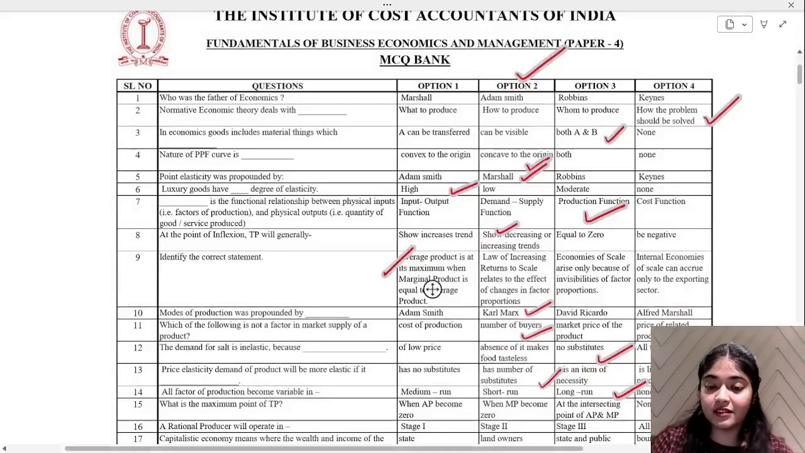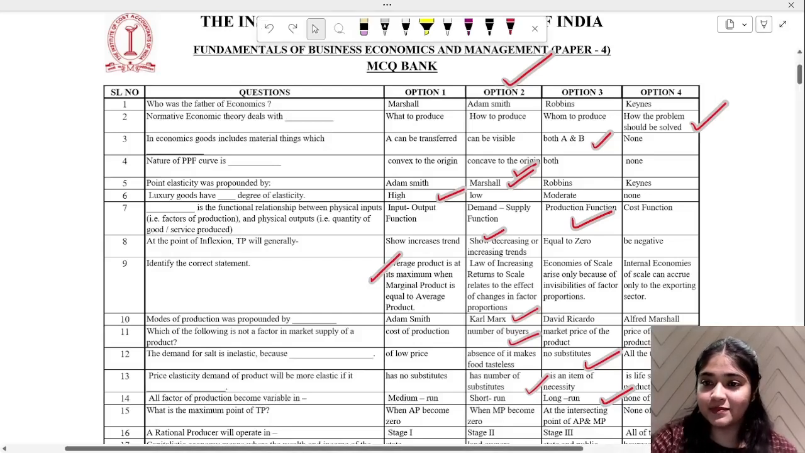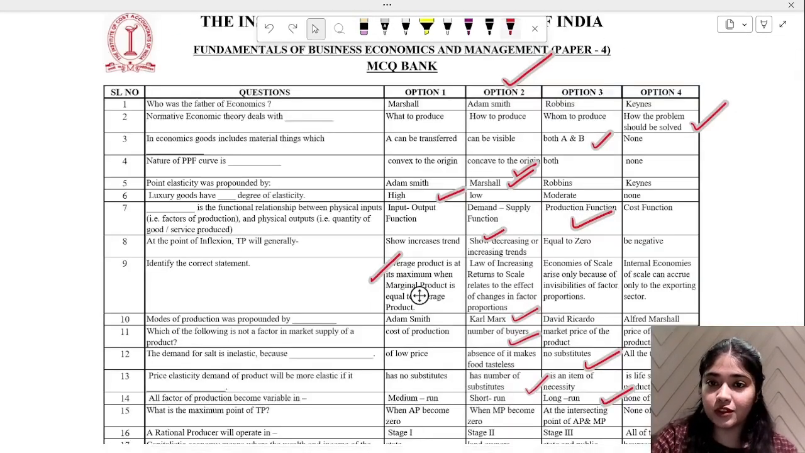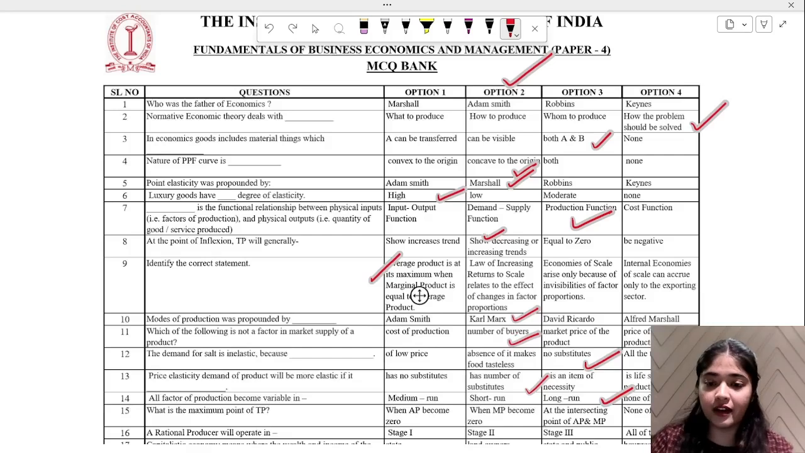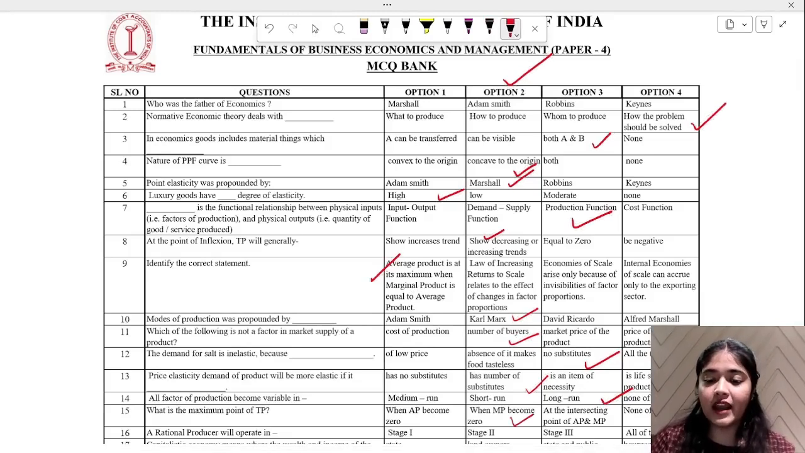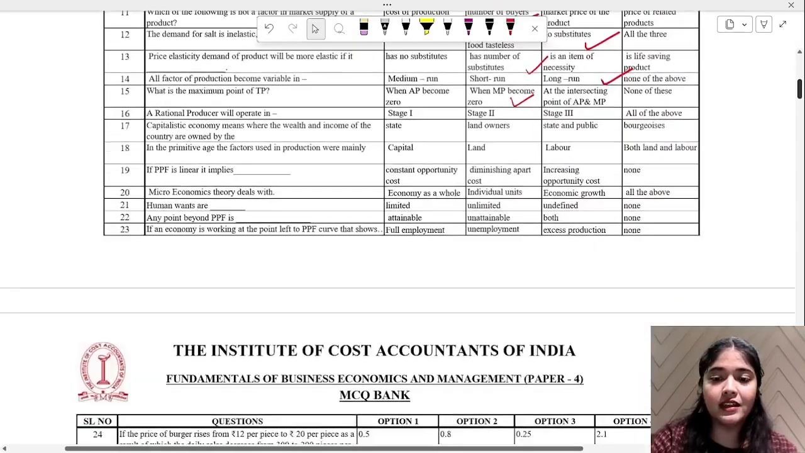Okay, sorry, I'll have to switch. One second. Yeah, when MP becomes 0. I don't know what's wrong. Yes. Are we good now? No, it's moving ahead. One second. Yes, when MP becomes 0. Okay, let me scroll a little.